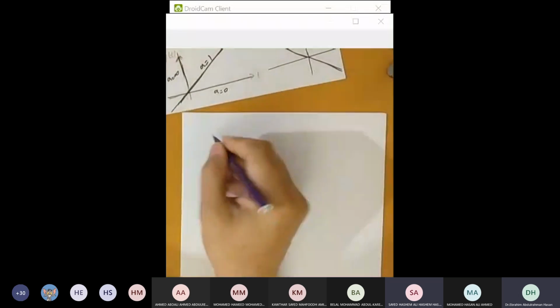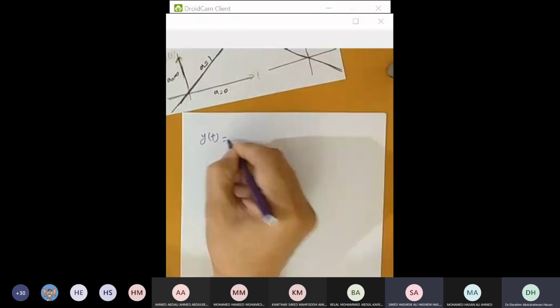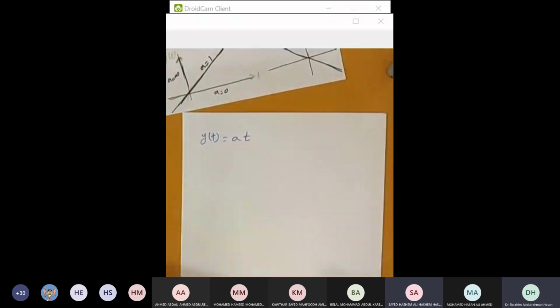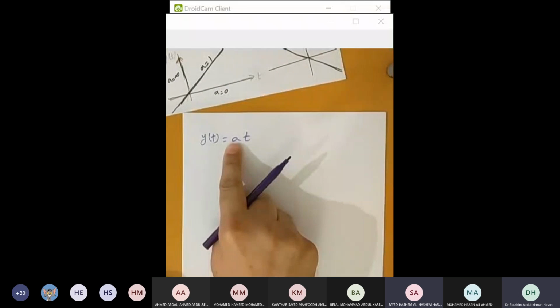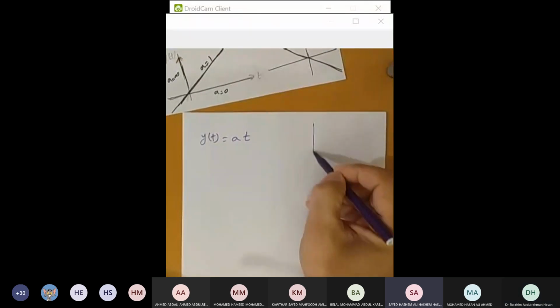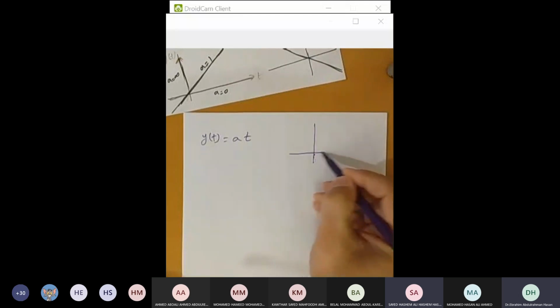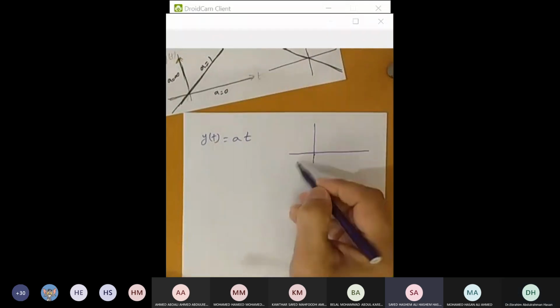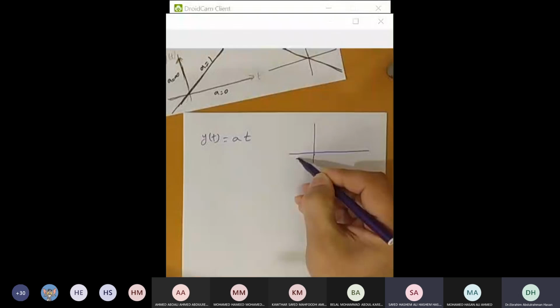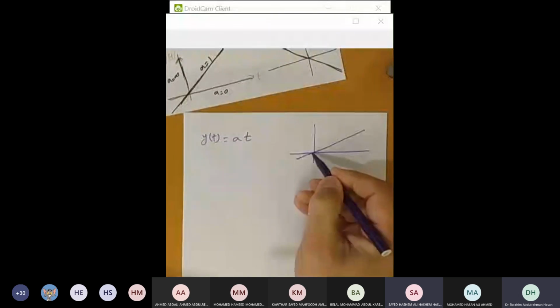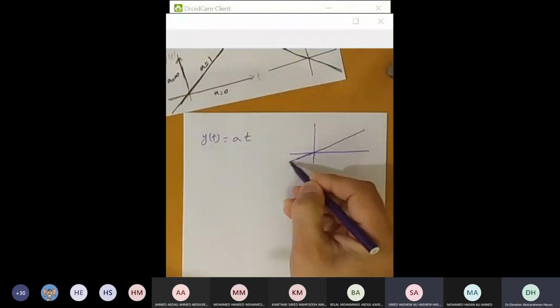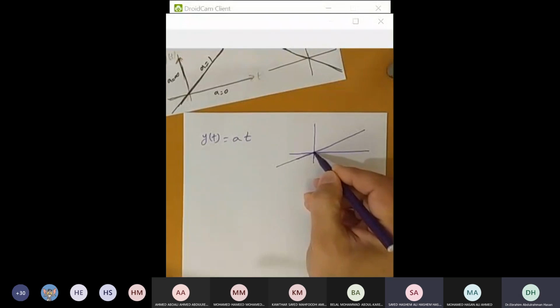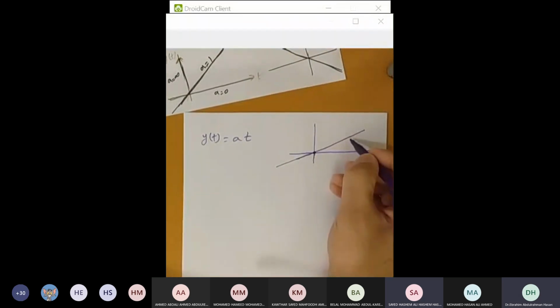Let me go back to y of t equal to at. As we said, this is the slope of the line. When you plot this one, you will get something like this, from the origin with a slope equal to a.